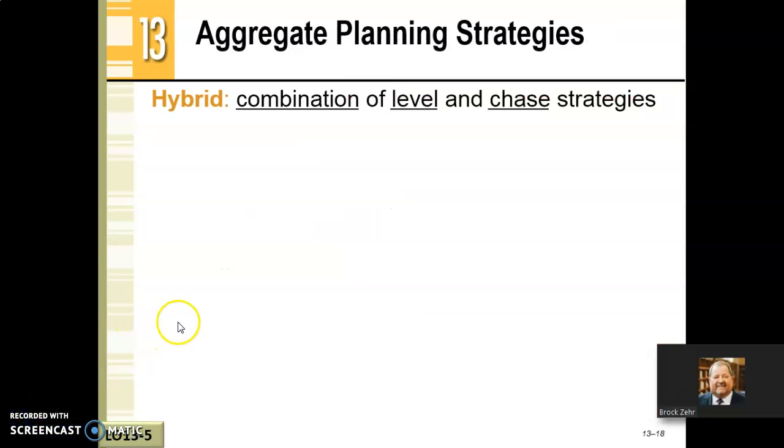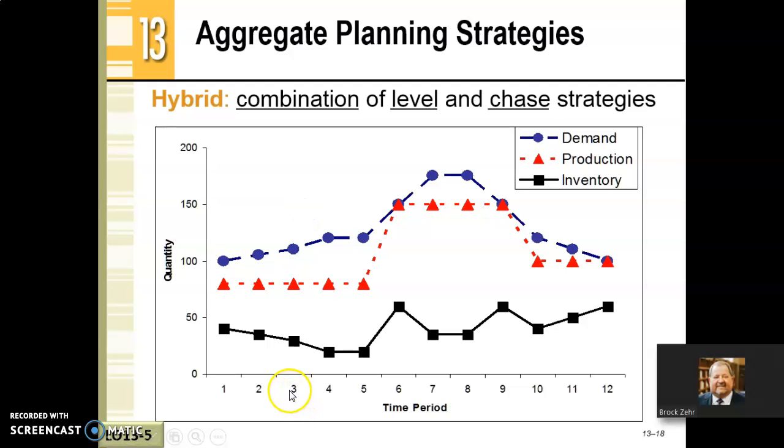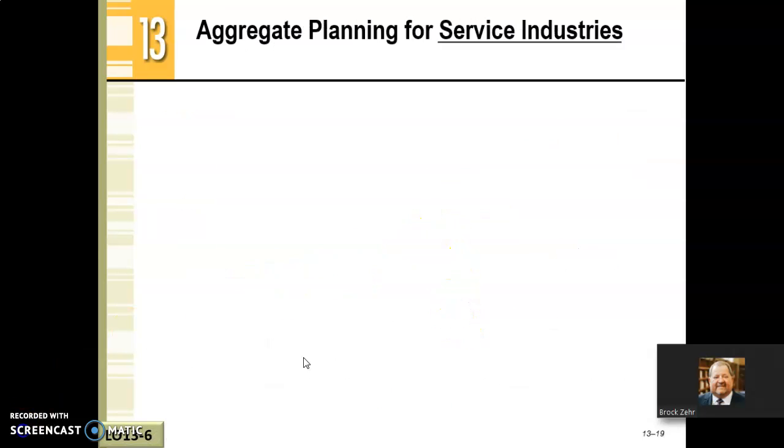The third strategy you could implement is a hybrid where you combine level and chase strategies. And here you can see how that works. You've got some inventory. During certain periods of time, you would produce level, then you would ramp up, then you would decrease back to a level, and you would use inventory to buffer those times where you're not producing to meet demand.